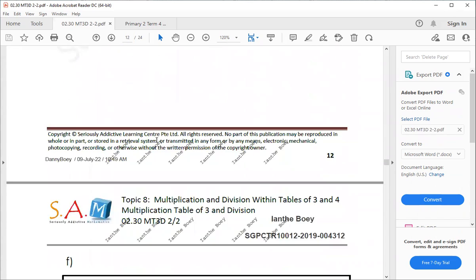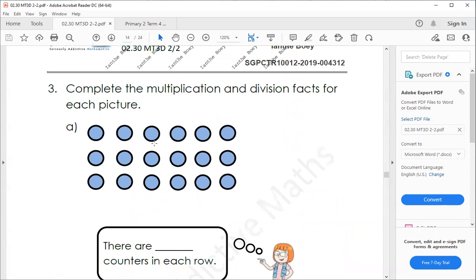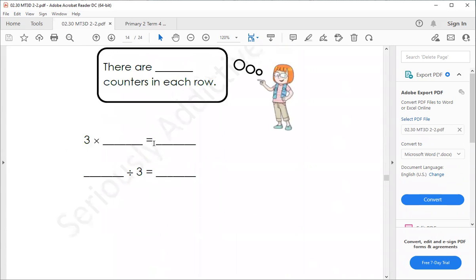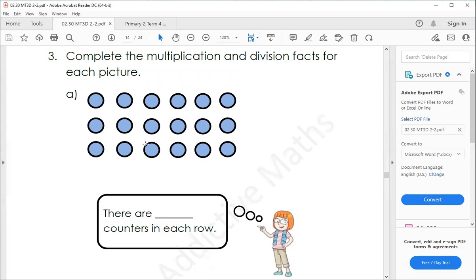One important thing is I would like you to pay attention to the use of the word row, because sometimes students don't understand what a row is. For example, if you go to page 14, question 3, complete the multiplication and division facts of each picture. Here they are supposed to understand rows. There are how many counters in each row?